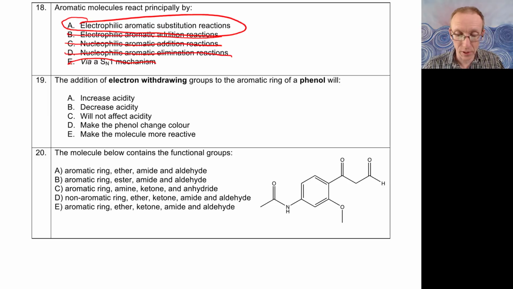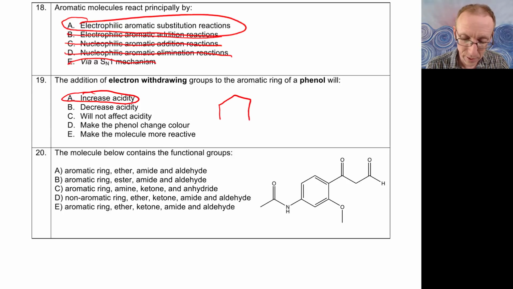Question 19. The addition of electron withdrawing groups to an aromatic ring of a phenol will make it more acidic or increase its acidity, decrease acidity, will not affect the acidity, will make the phenol change color, or make the molecule more reactive. So increased acidity is the correct answer here, but let's talk about why.